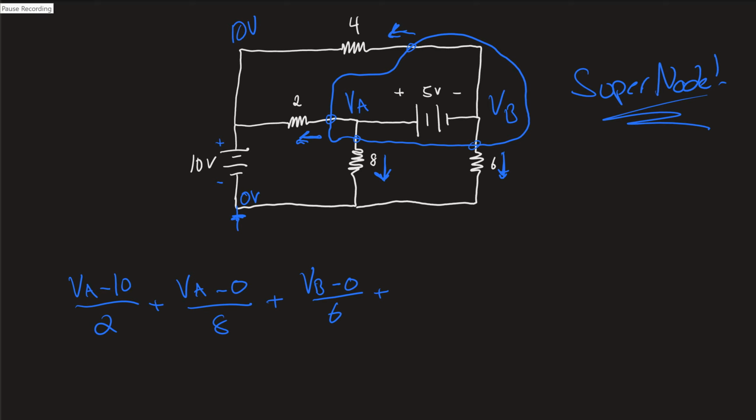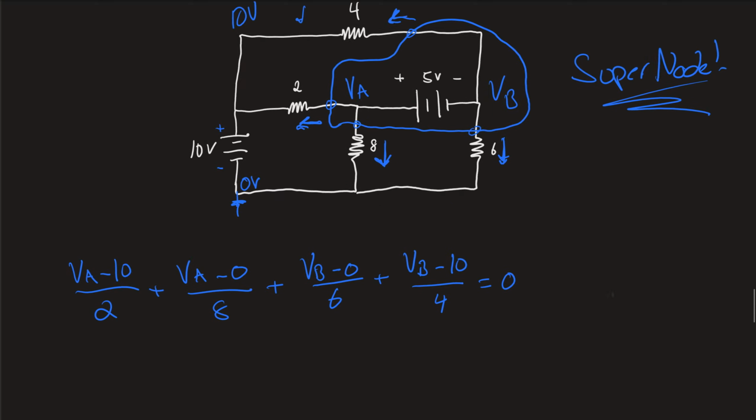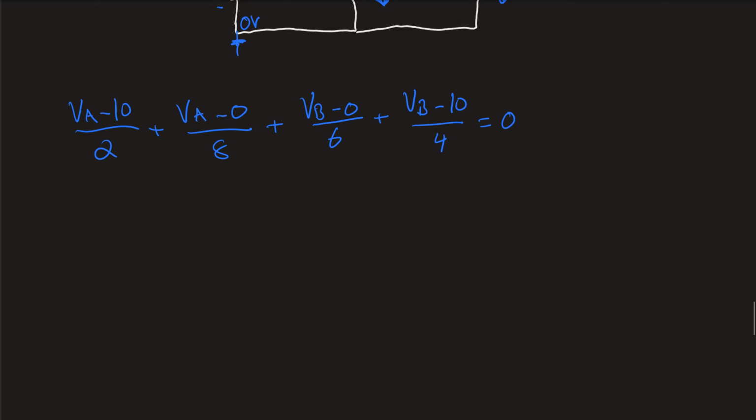And that's VB minus 10 over 4. Notice that once we've created that big node, it all works out exactly the same as we did for all the other problems. So now we just need to simplify this and put it in standard form.